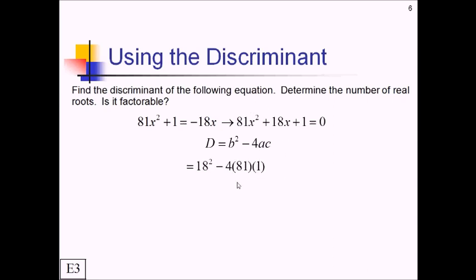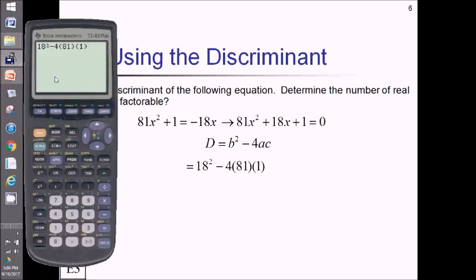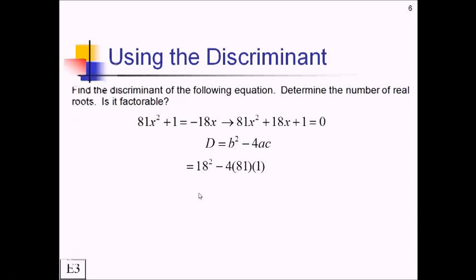And I'm going to cheat and use the calculator on this one. So plug in all that in. I don't really need to put this times 1 here, but I will anyway. That comes out to 0. So what that means, if your discriminant is 0, that means you have 1 root, because you've got plus or minus the square root of 0, which is just the same number. And then that means it's going to be factorable. If you have 1 root, then you can always factor it.